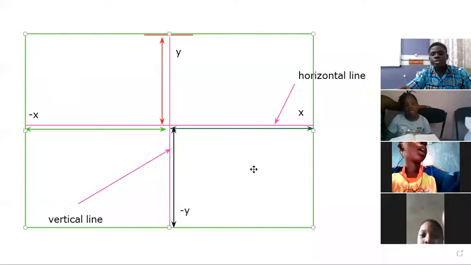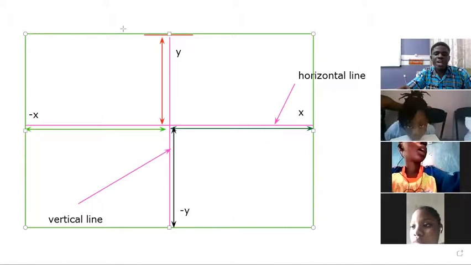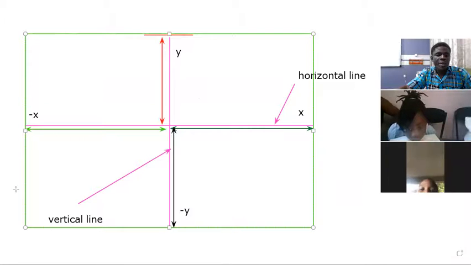Now, I want you to imagine where we usually put the cat. This green box will be the box where the cat usually lives. So within this box, the cat is free to go around wherever he wants.